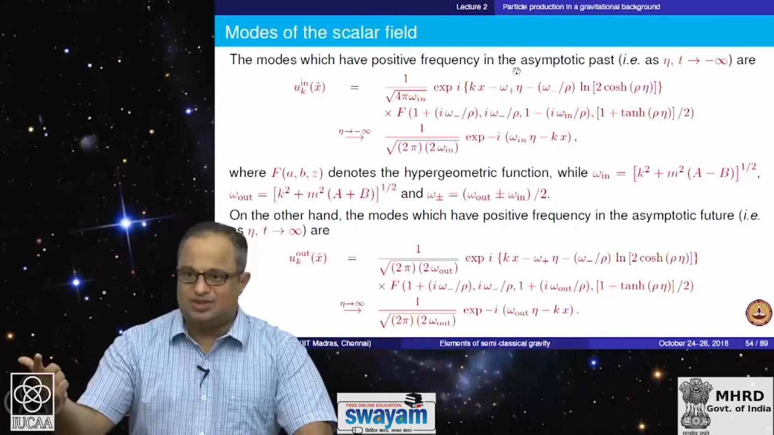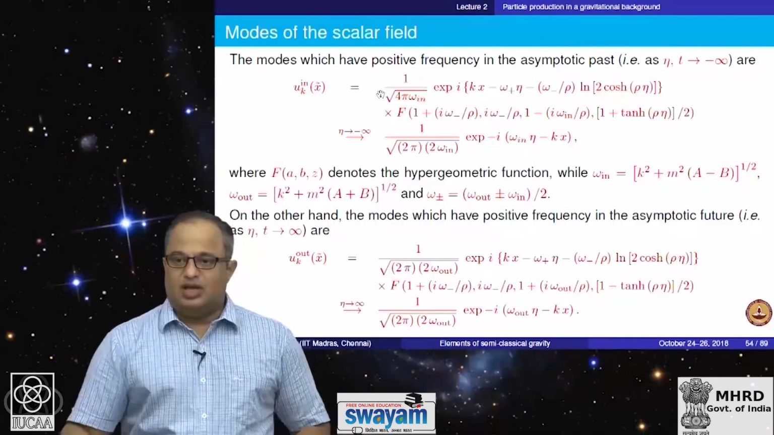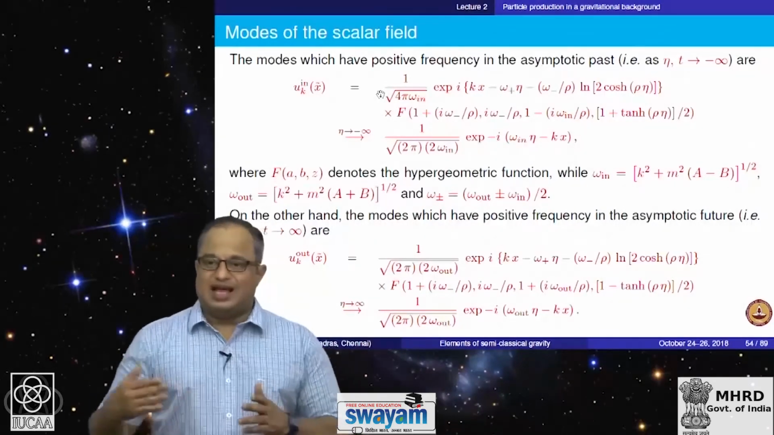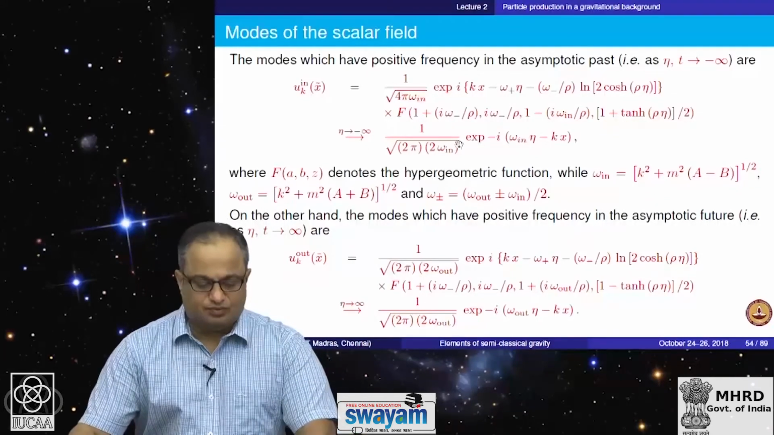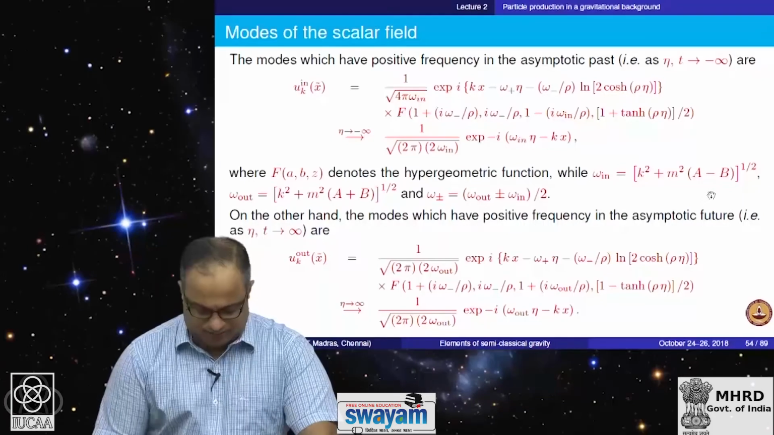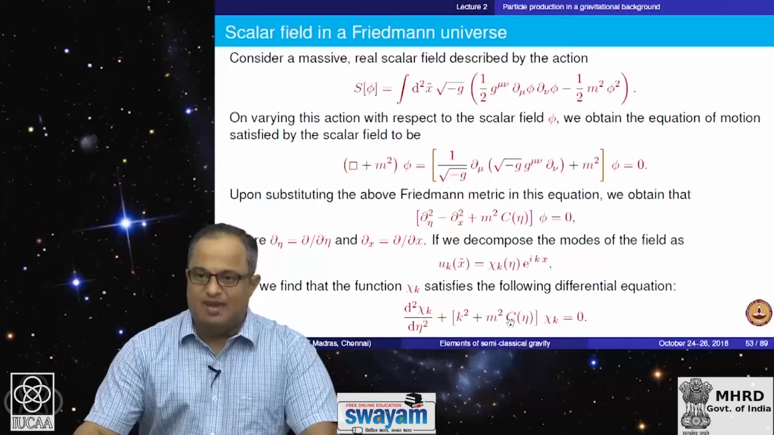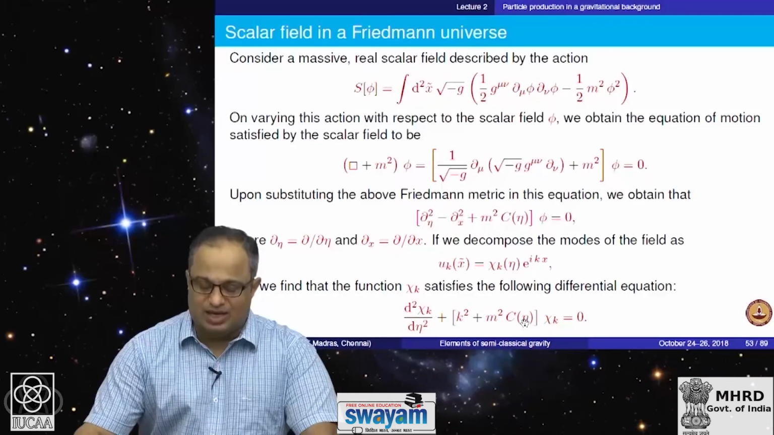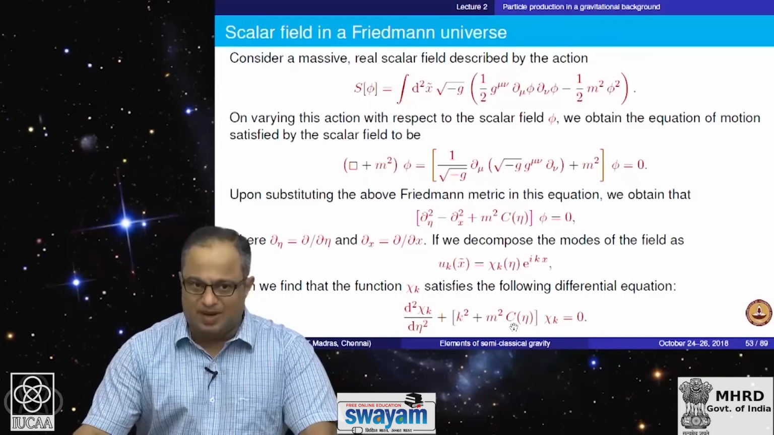There are two solutions, and we have chosen all these constants in a suitable fashion such that as eta tends to minus infinity, it has this form, where omega n is given by this expression. Notice, as eta tends to minus infinity, this becomes a minus b. C of eta becomes a minus b, and as eta tends to plus infinity, it becomes a plus b.